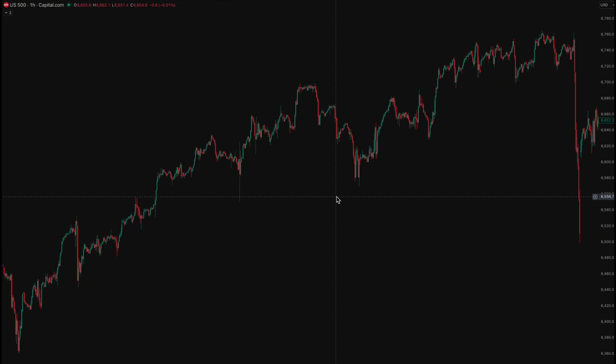Most traders just look at a chart, but the chart is only the expression of what's happening underneath. So if you want to be consistently profitable, you need to align your technicals with your macro context. Let's break this down step by step.